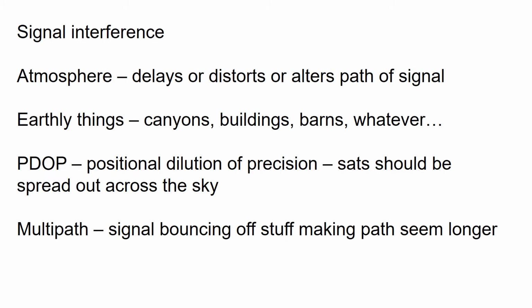And then there's this concept of a multipath, which is what happens when the signals begin bouncing off of objects, like, for example, a canyon or a barn or a pickup or whatever. And the signal that you pick up isn't coming straight from the satellite, it's coming off of an object and bouncing. So it's making the path longer, which then in turn skews your location.